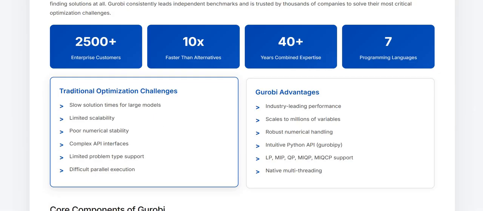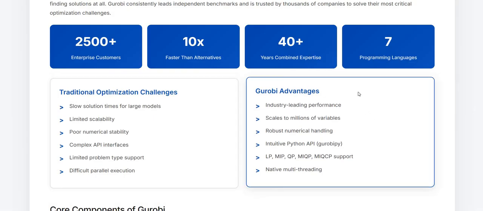So here are some traditional challenges. What are they? It helps to contrast with these common problems in older or less mature solvers. Large models can take a long time to solve. Scaling can break down as variables grow. Numerical instability can lead to unreliable answers, and APIs can become awkward to work with. Parallel execution is often limited or difficult to control, which wastes available hardware.